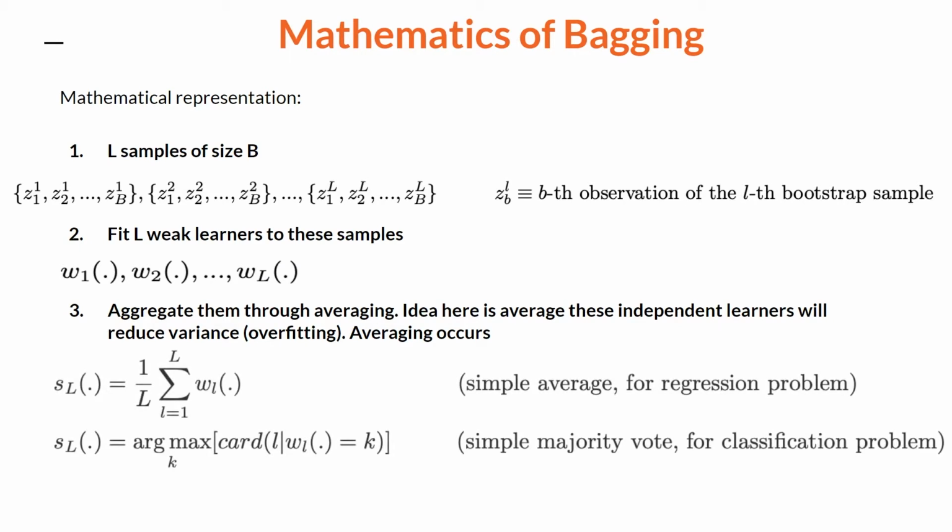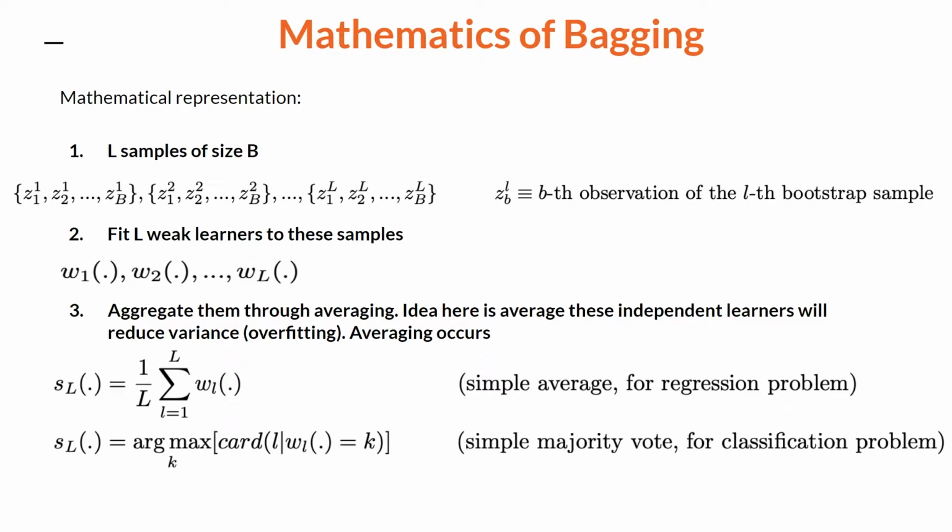So averaging occurs fairly simply here. If it's a regression problem, it's just a simple average. So the strong learner equals the sum, as lowercase l goes from 1 to uppercase L, of all of the weak learners. Every weak learner has an output. You just sum them up and divide by the number of weak learners. In other words, a simple average.